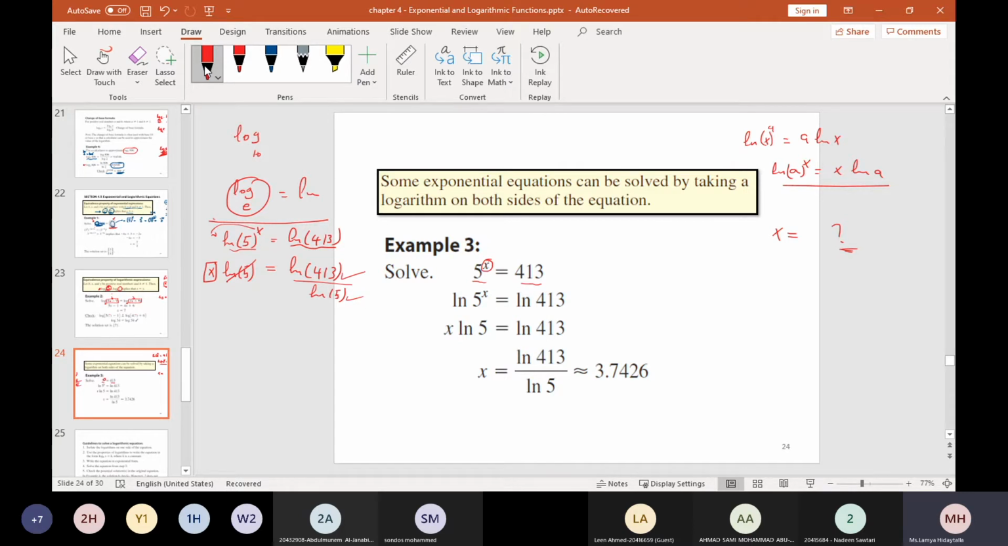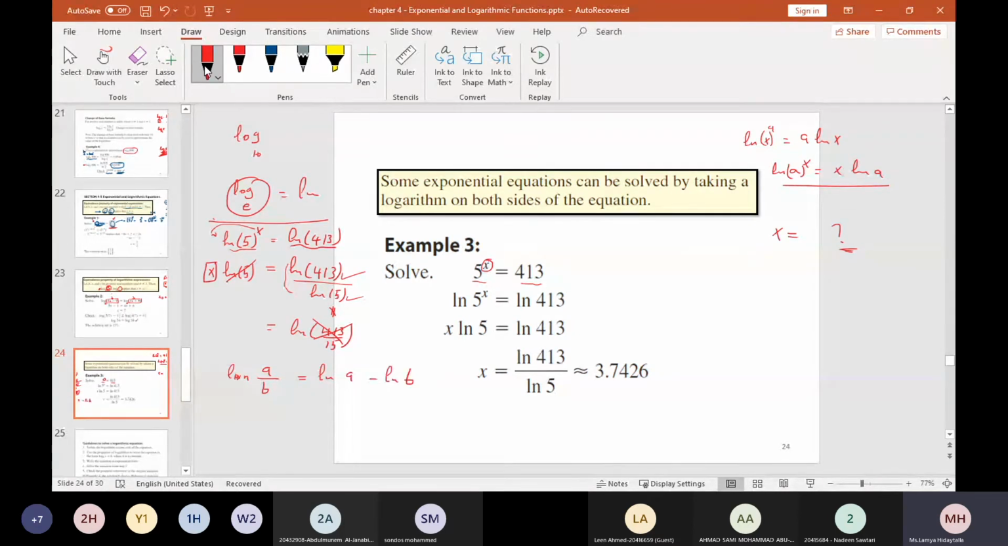By the way, can I write this one as ln 413 over 15? Is it subtraction? No, no, no. This is wrong, guys. We have ln A over B. This is equal to ln A minus ln B.